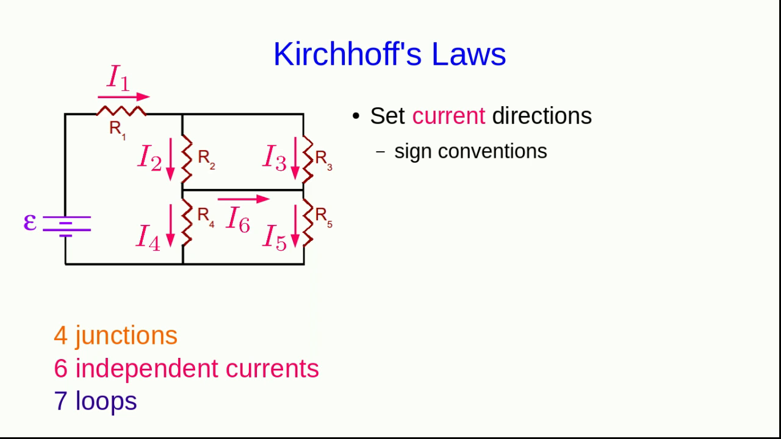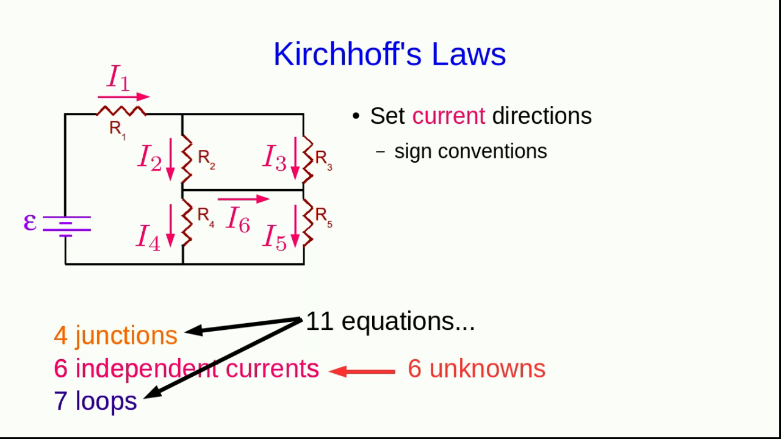Next, note how many independent currents there are. In this example, we've already seen that there are 6. That means we're going to need 6 equations to be able to solve for them all. Well, look, we have a junction law for every junction and a loop law for every loop. So in principle here, we can write 11 equations for this circuit. But they won't all be useful. Many of those equations will just be sums of other pairs of equations.